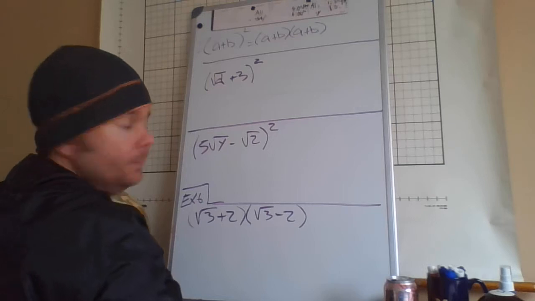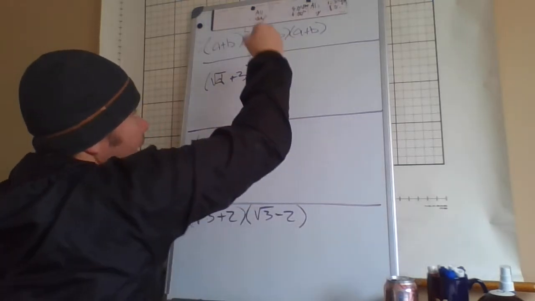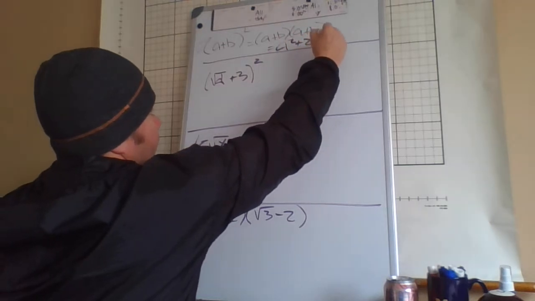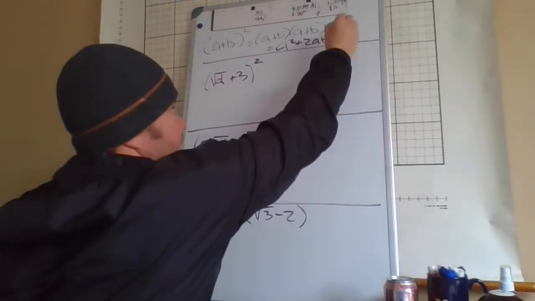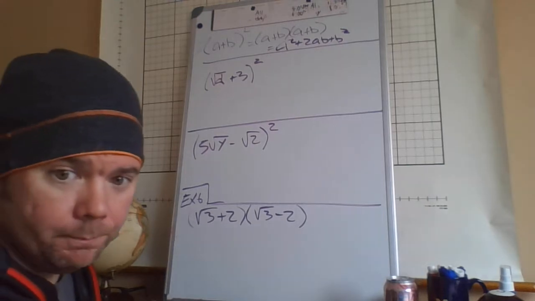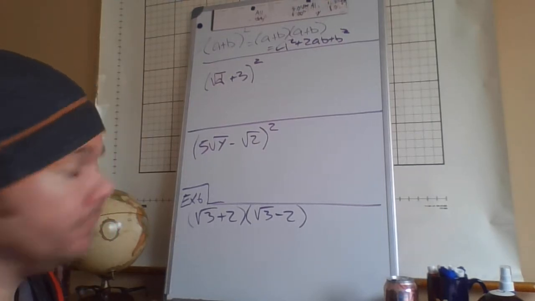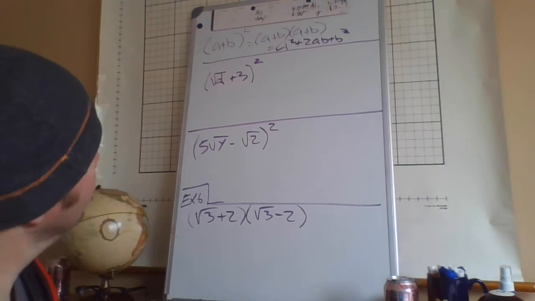Right? And if you box method it or FOIL it or whatever, what you end up with is a squared plus 2ab plus b squared. I'm not going to say too much about that because I know we've talked about this before. This is kind of just a reminder of that rule.